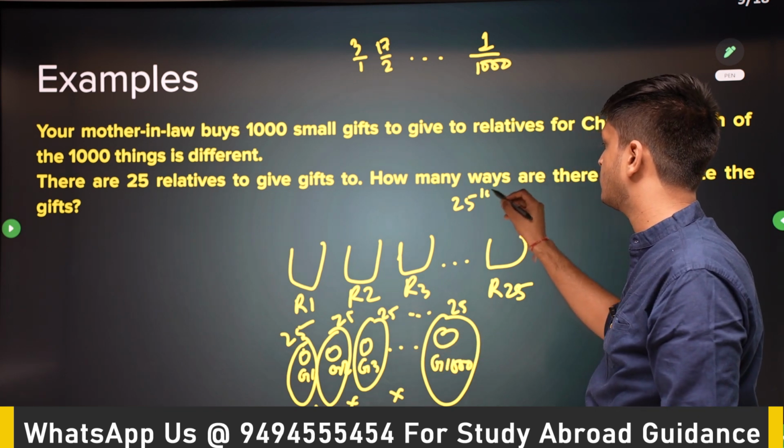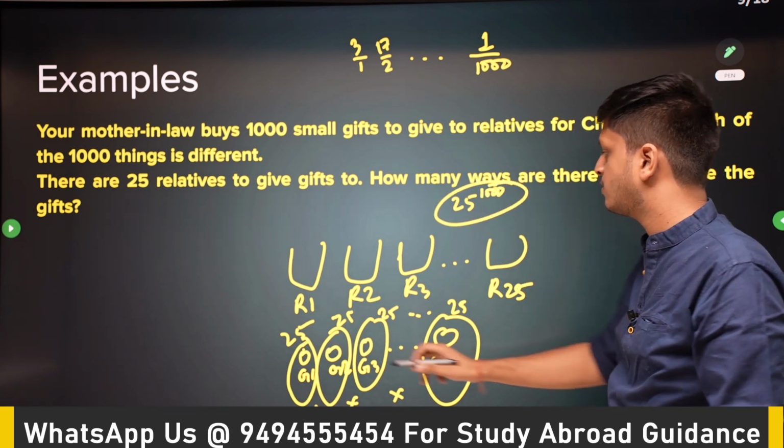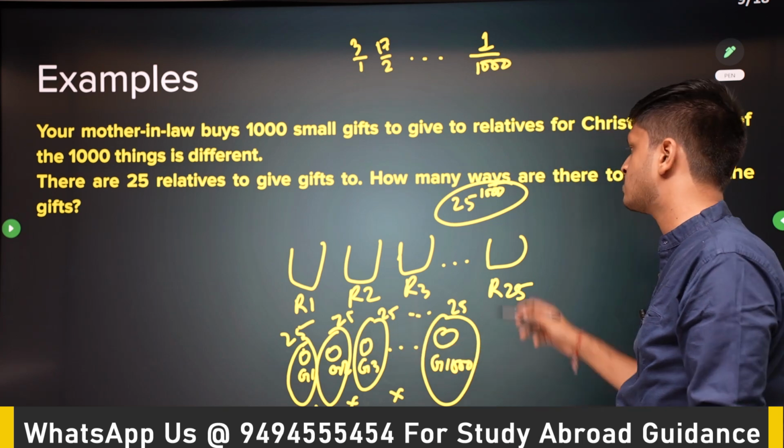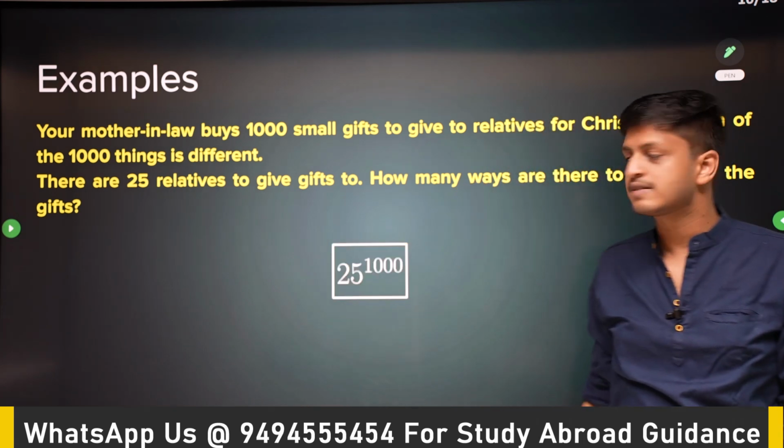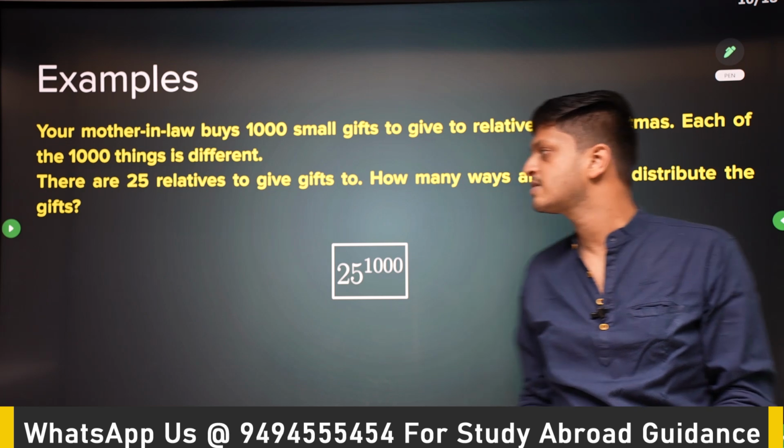So the number of ways will become 25 into 25 into 25, 1,000 times, that is 25 to the power 1000. This is the number of ways in which I can distribute these gifts.